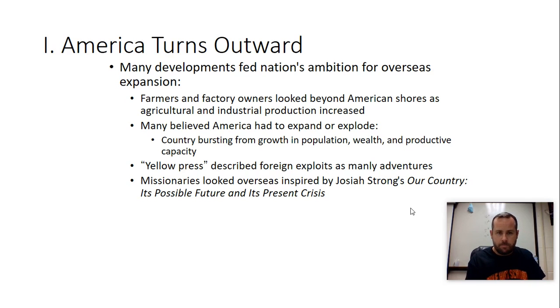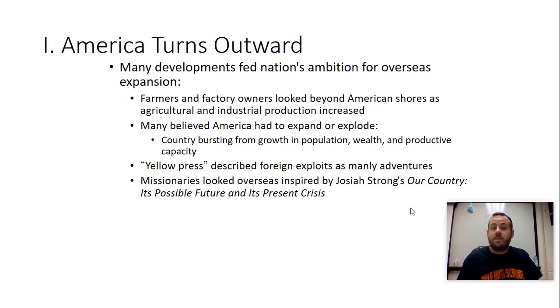The second bullet point there: many believed America had to expand or explode. In the 1800s, there was this thing called manifest destiny, that it was our destiny to expand across the continent and embody the entire continental U.S. Well, now, in the early 1900s, we've done that, and our population is growing, and many people felt like our next destiny was to expand outward to places like maybe Hawaii or Puerto Rico or beyond.